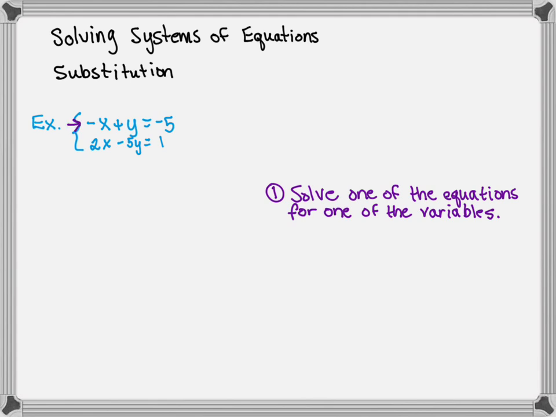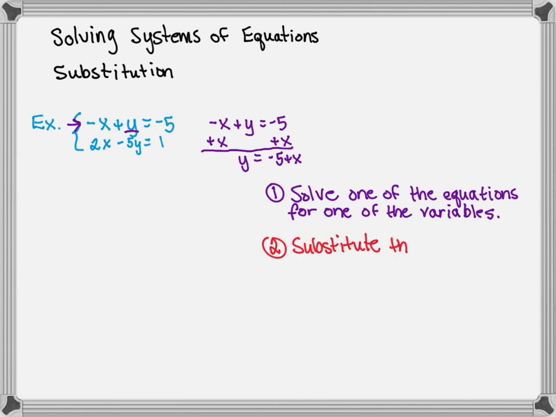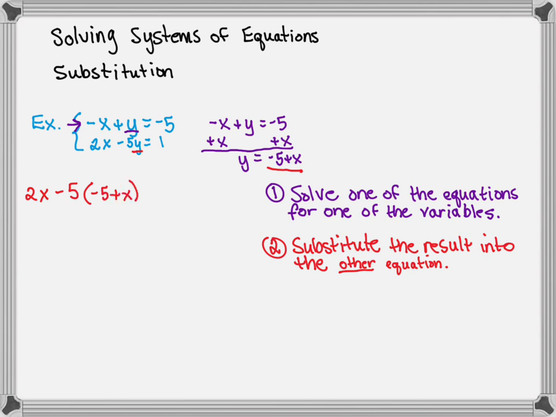But I'm going to choose the first equation and solve for y. So I have negative x plus y equals negative 5. I will add x to both sides, and y equals negative 5 plus x. Step 2. Then we will substitute that result into the other equation, and it needs to be the other equation. So we have 2x minus 5, but instead of the y, we will substitute in negative 5 plus x. And we'll put that in parentheses, and then equals 1.